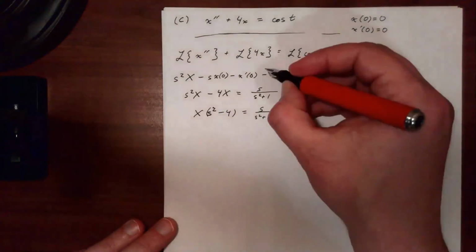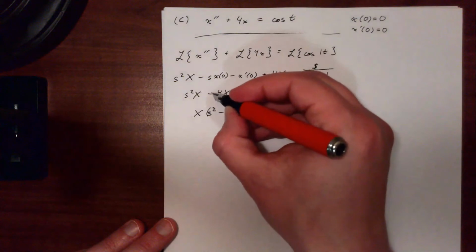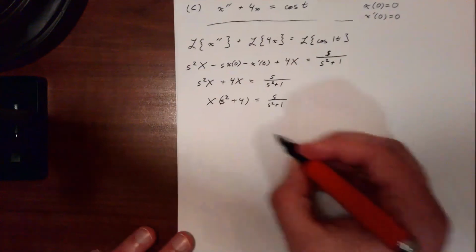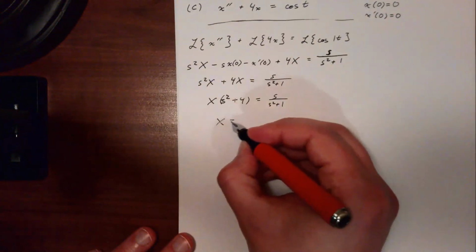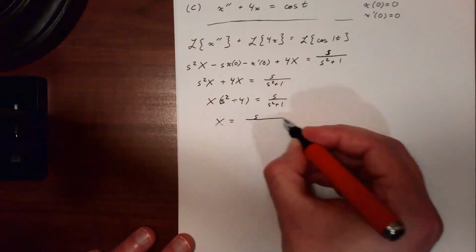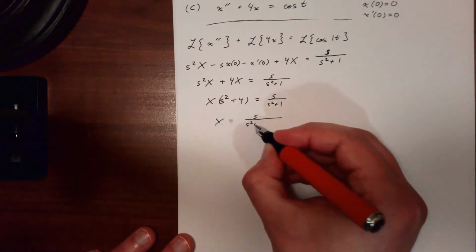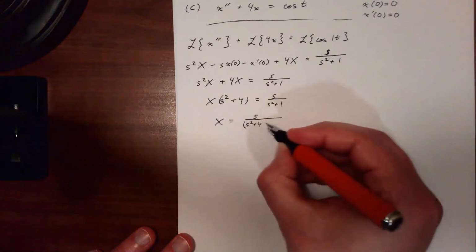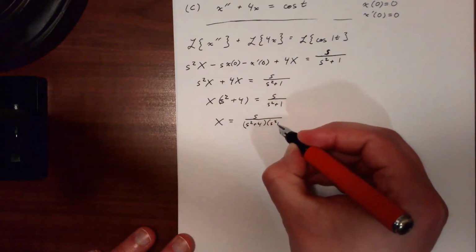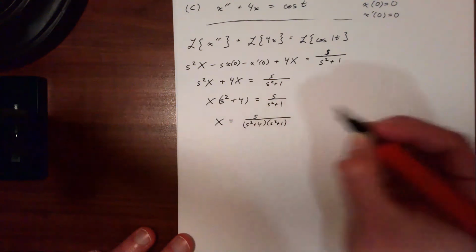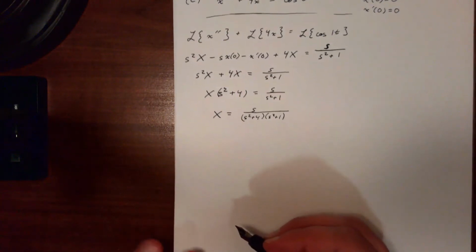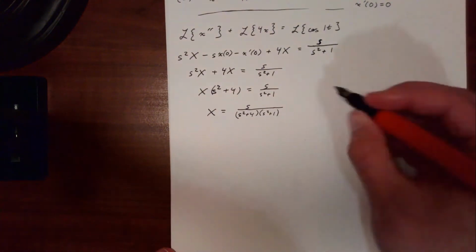Oh, sorry, this was plus right here, plus right here, plus right here. So then x is going to equal s divided by s squared plus 4, s squared plus 1. All right, well, back to partial fractions.